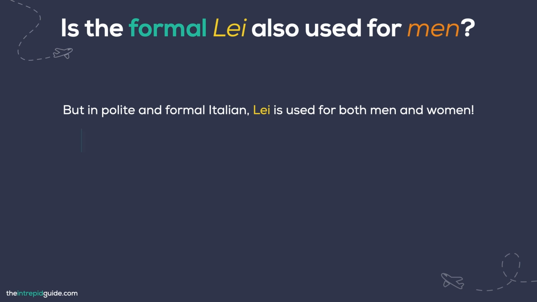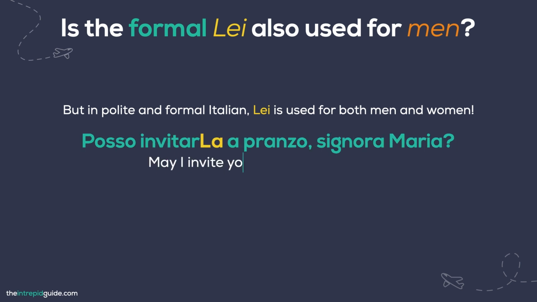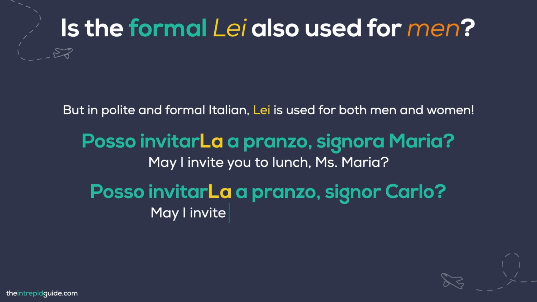For example, Posso invitarla a pranzo, signora Maria? May I invite you to lunch, Miss Maria? Posso invitarla a pranzo, signor Carlo? May I invite you to lunch, Mr. Carlo? Notice that in both cases, we use the direct object pronoun for the third person singular feminine, la, to address the person, even though one is a man and the other is a woman.